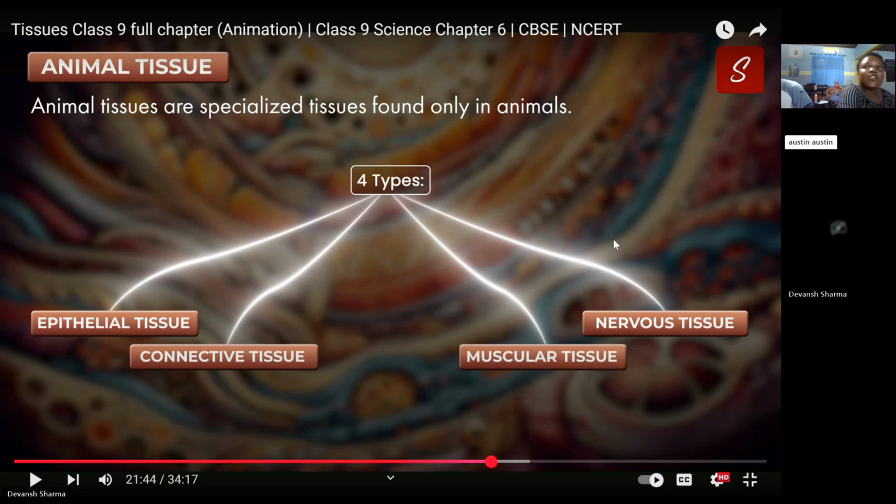Is the nervous tissue found in humans or in animals? Nervous tissue is found in all animals. Now, under each tissue, write their meaning. Epithelial tissue is related to skin.